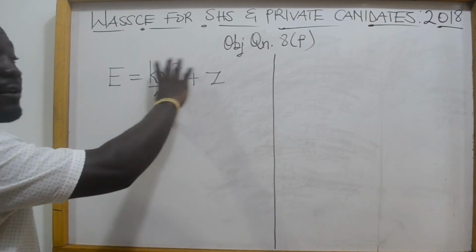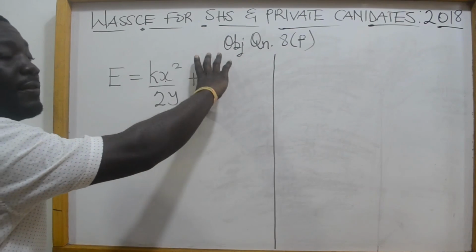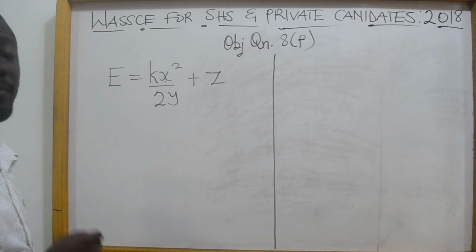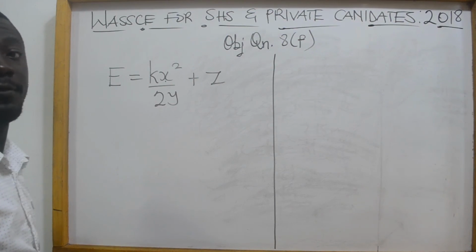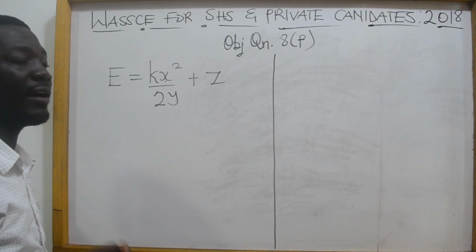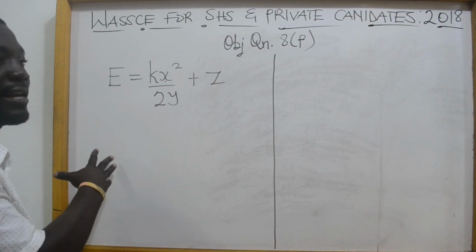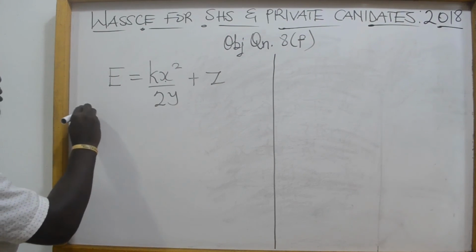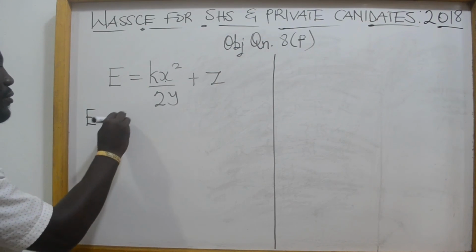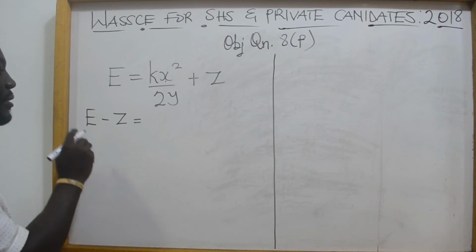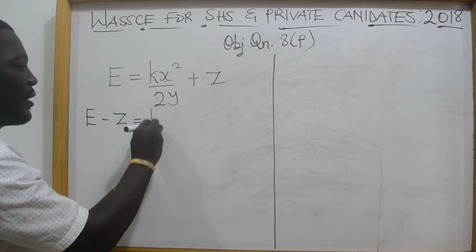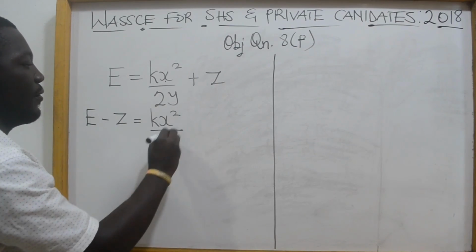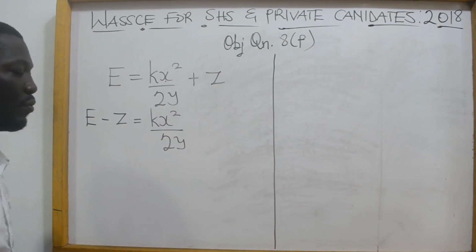There are 2 terms at the right hand side, this and that. So to make x the subject, we have to first of all transpose the term without the x to the other side. That's the left hand side. So this is positive. When it is being transposed to the left hand side, it will change to negative. So which is y minus z is equal to kx squared over 2y.